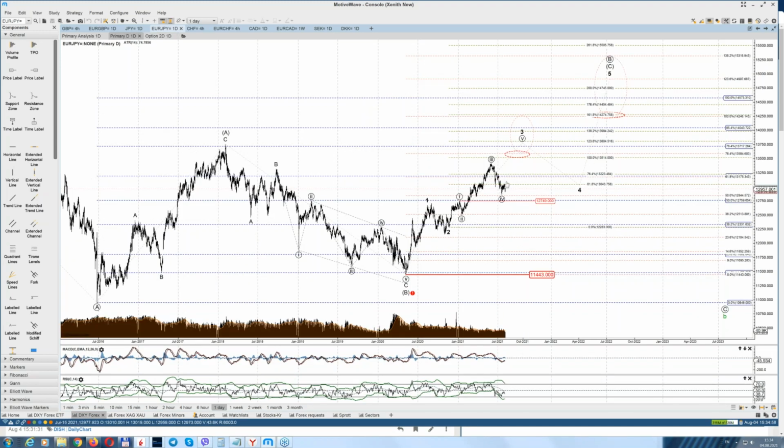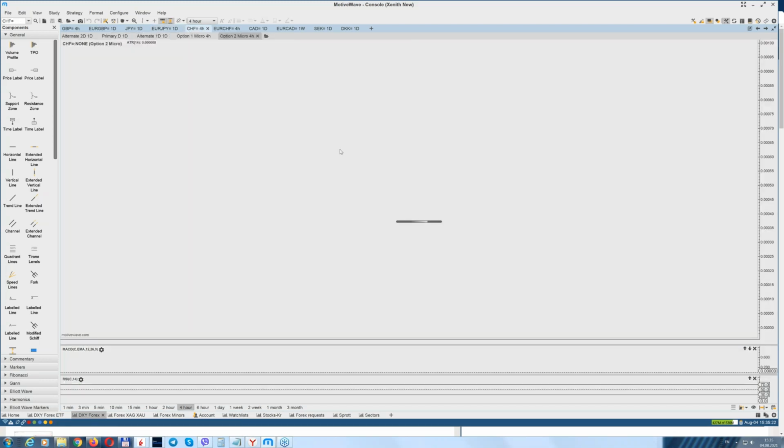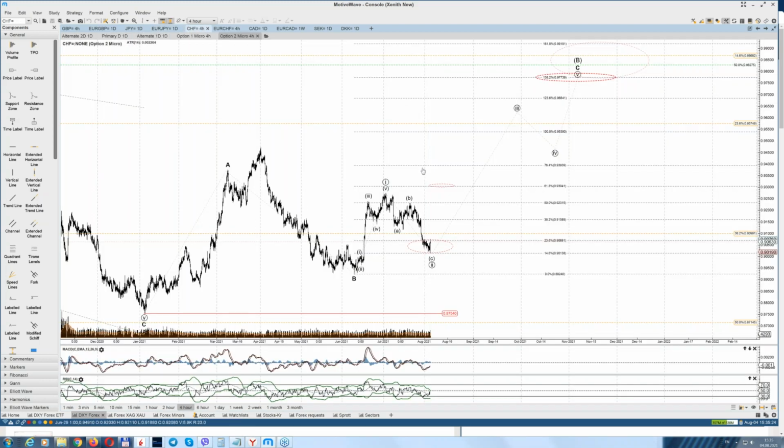In the case we take out the signal resistance I have just mentioned, then the next rally is supposed to reach 13,501. This count was my preference and it remains fully intact, at least until 12,749 is broken down. With Frank.